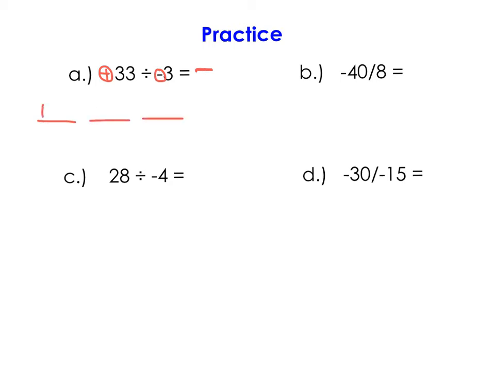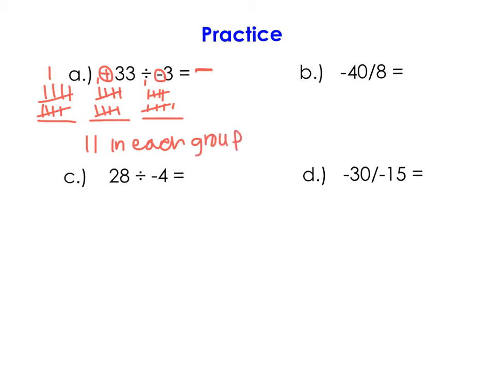So if we go through 1, 2, 3, 4, 5, up to 15, so I've got 5 in each group so far. 16, 17, up to 33. So what I find is there are 11 in each group. And as a result, positive 33 divided by a negative 3 is a negative 11.